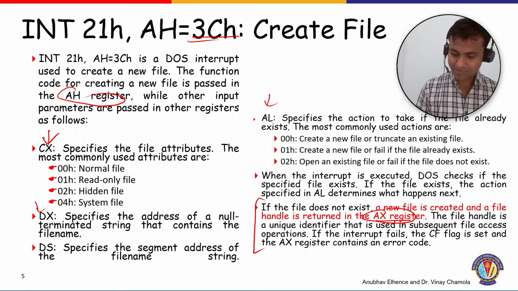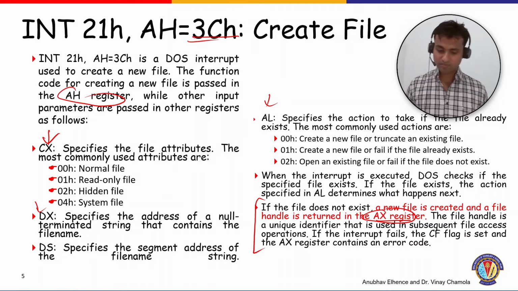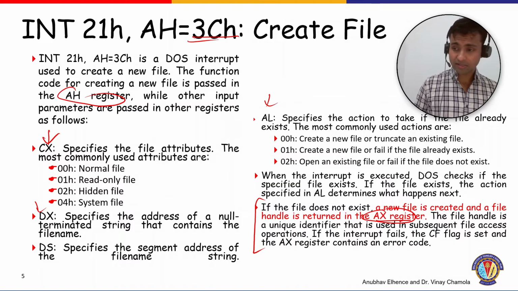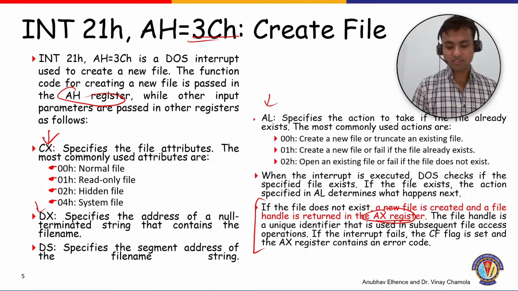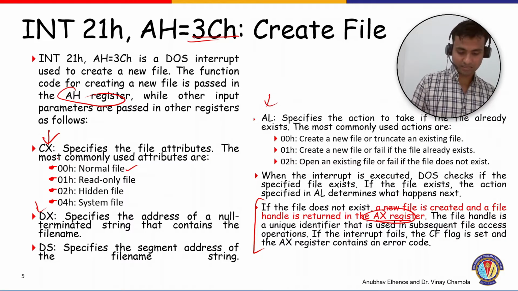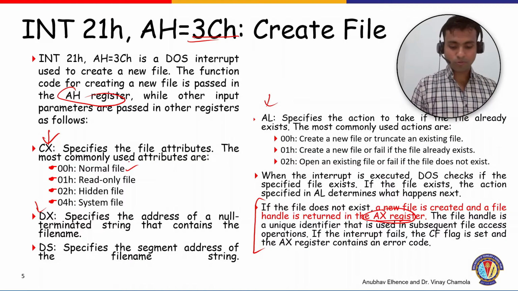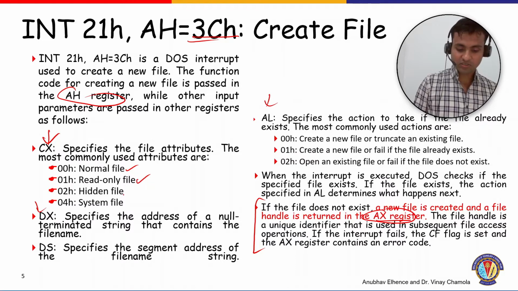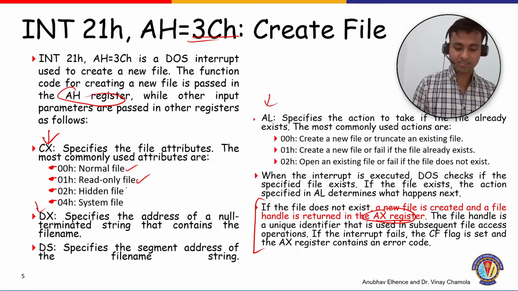The file handle is a unique identifier that is used in subsequent file access operations. If the interrupt fails, the CF flag is set and the AX register contains an error code. What that error code is, all that is specified in the technical reference manual. But a few of the important things which we can relate to is CX. What does CX specify? It specifies the file attributes. Before executing this int 21h, if in the CX 00h is loaded, then it means that it has to be opened as a normal file. If 01h is loaded, then it will mean that it is a read-only file.